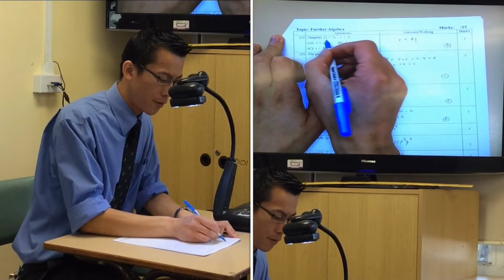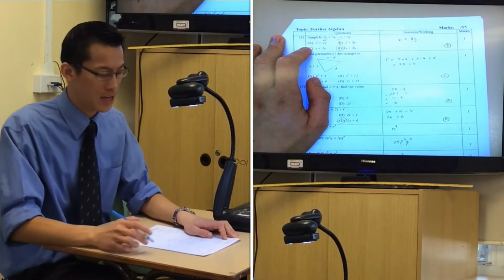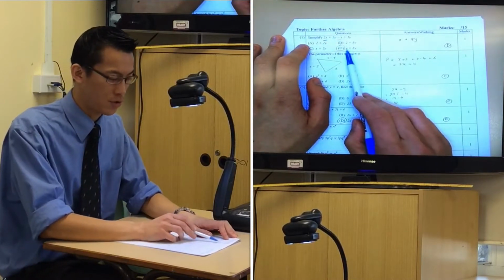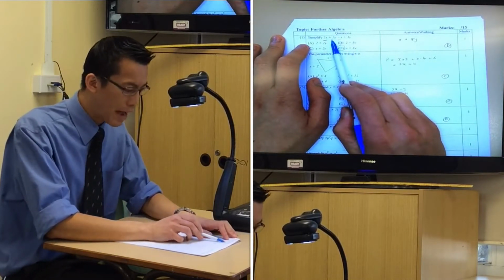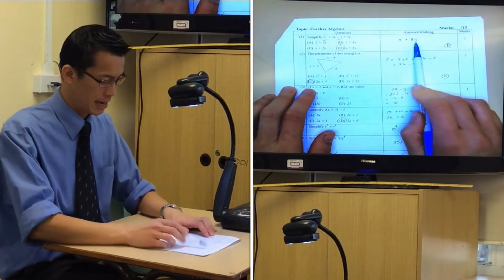Some of you would have helpfully written on there, put some marks underneath the like terms, and then you can see 2x minus x just gives you 1. Then 5y and 3y, 5 plus 3 gives you 8. So that's what gives you the answer there.